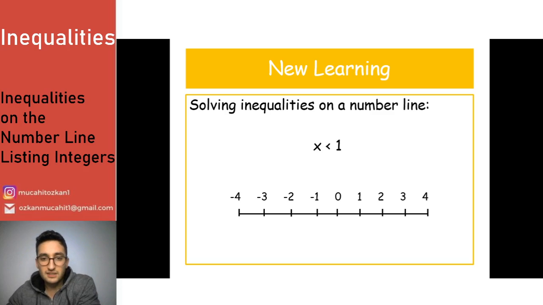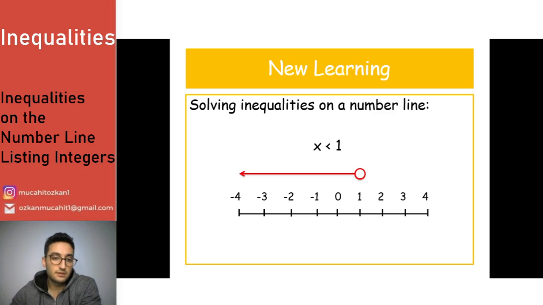Similarly, if we have x is less than 1, again, x cannot be 1. So I'm going to draw a circle on top of 1. Again, I'm not going to fill this circle. I'm not going to shade it. But different from the previous one, now I'm looking for values which are less than 1. Of course, I'm going to show the left side of the number line with an arrow that shows all the x values.